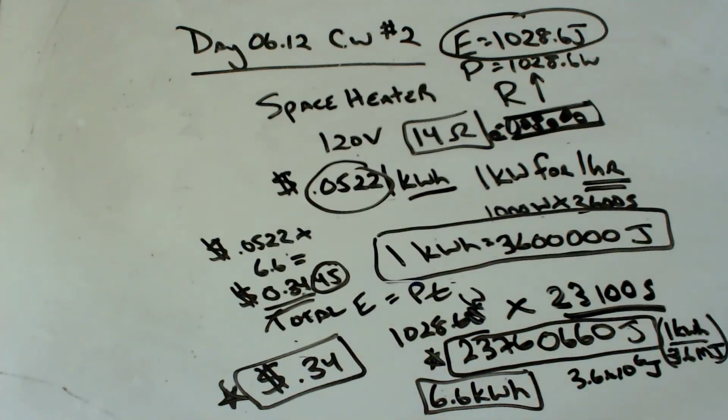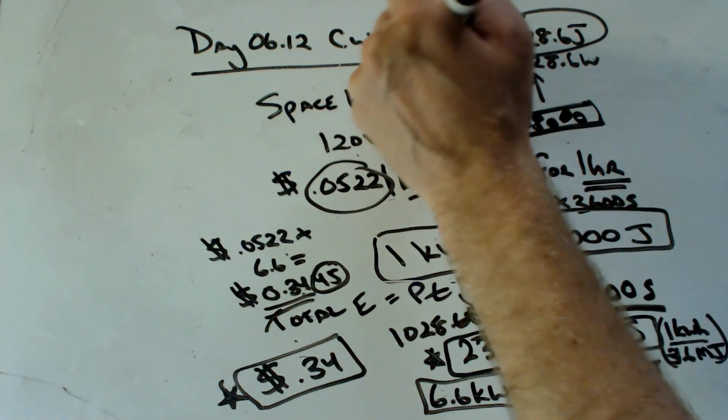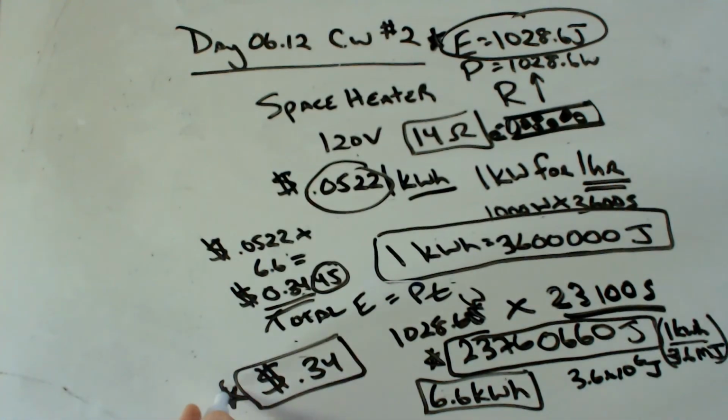So the answer to the question, what is the cost for part B? What does it cost to run the device? 34 cents. And the part A, so this is A here, and this is part B. All right, that's how you do the space heater problem.